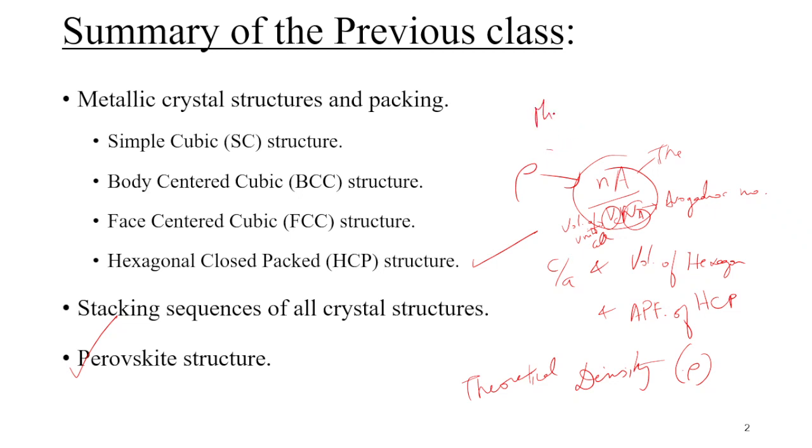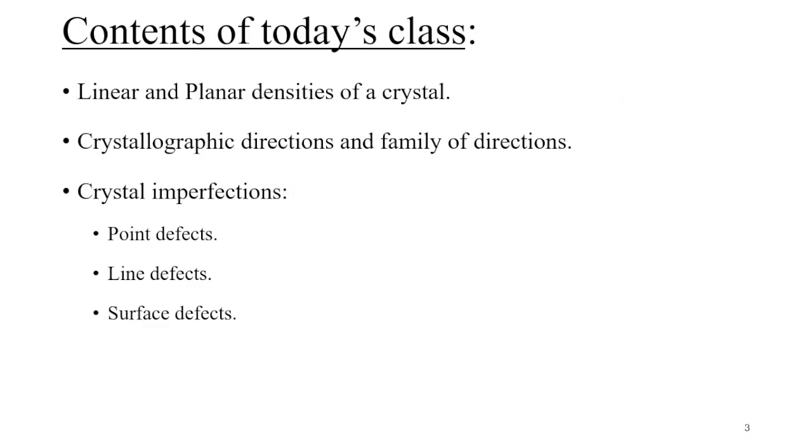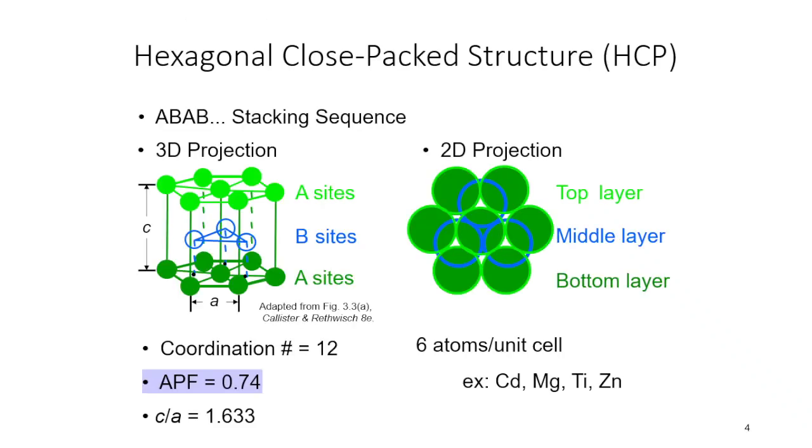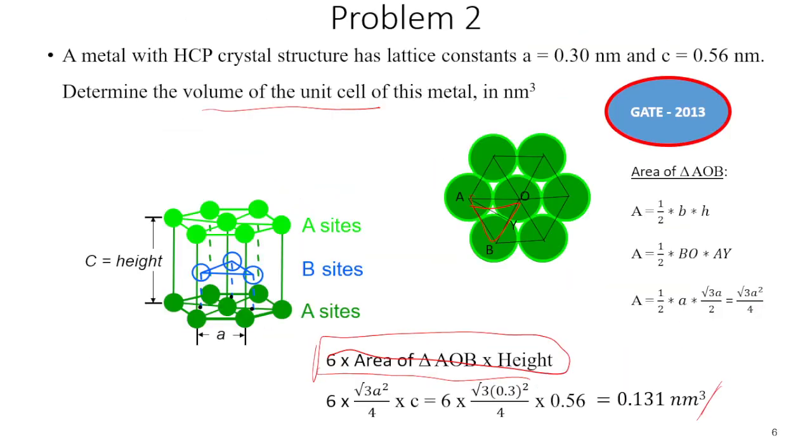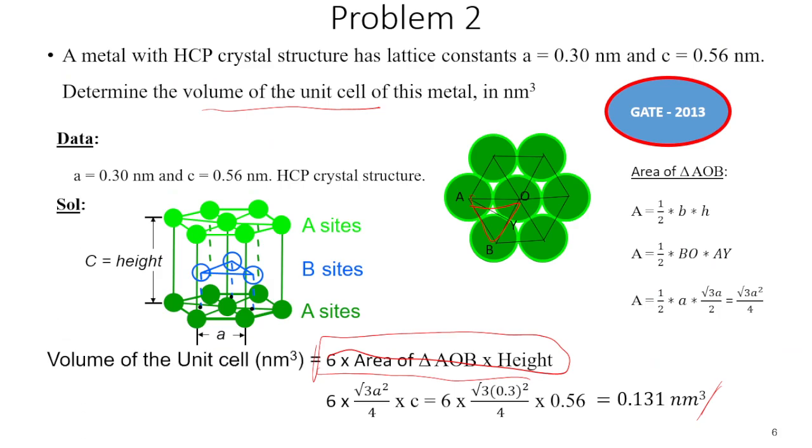When we saw the problem, I think we had the power cut, just as we were about to go into Miller indices, so we couldn't carry on further. Now we will somehow complete these things. Linear and planar densities of crystal, crystallographic directions, family of directions, and crystal imperfections today. These were all the things we saw in the previous class.